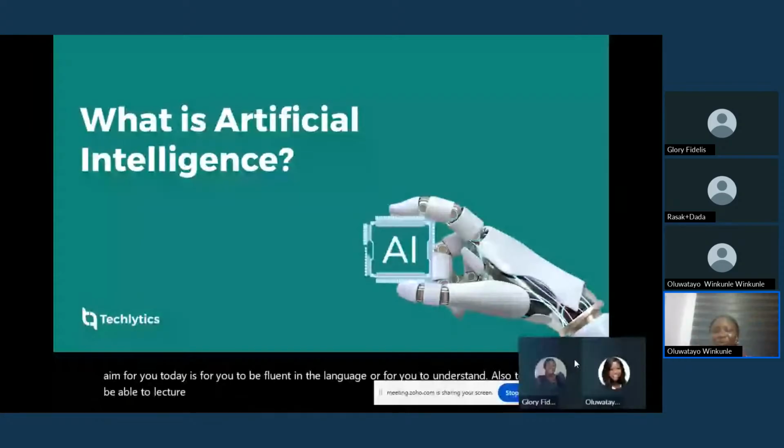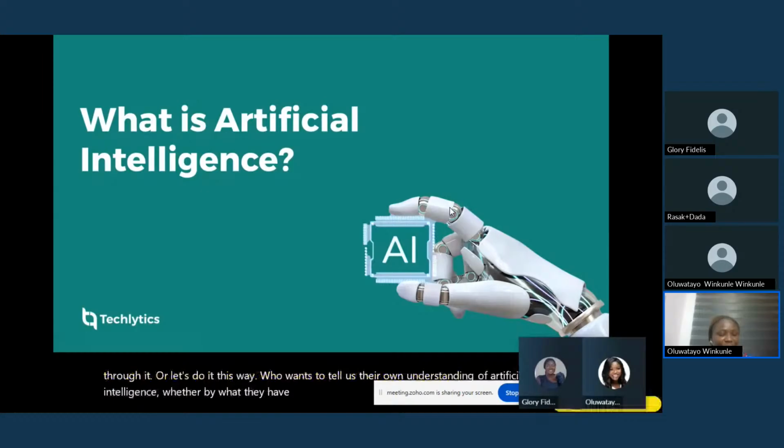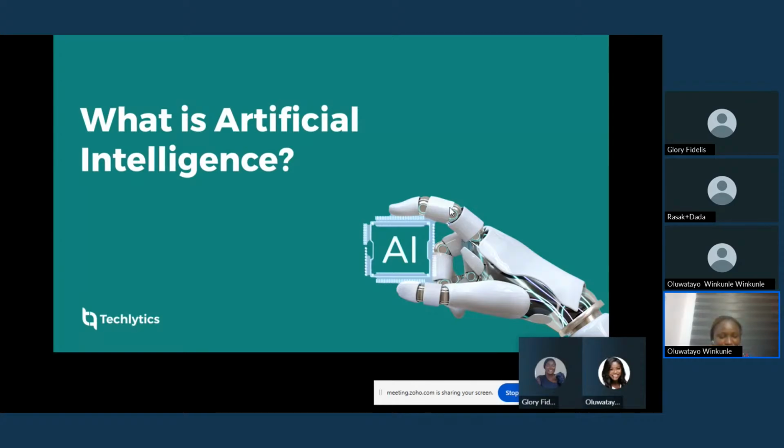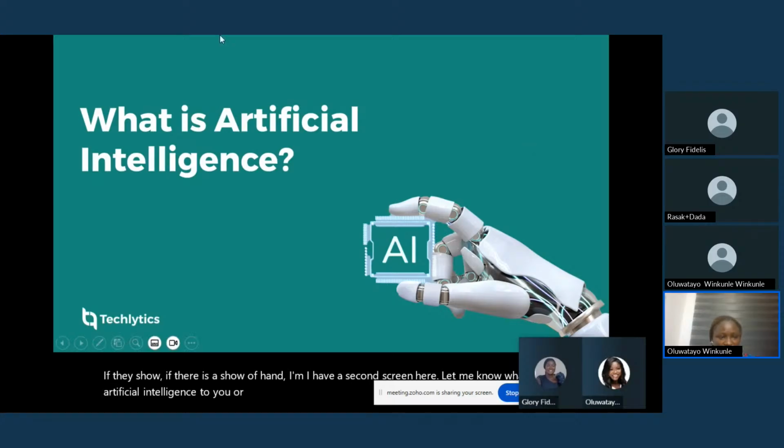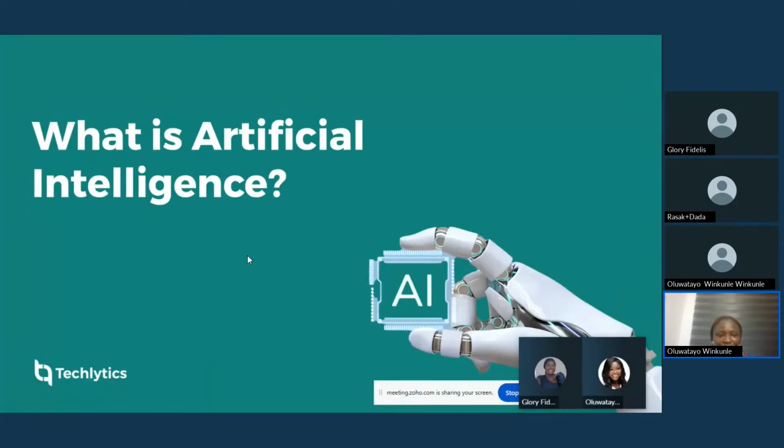By next weekend, we're going to have some practical hands-on session. So what is artificial intelligence? I'm going to quickly skim through it, or let's do it this way. Who wants to tell us their own understanding of artificial intelligence, whether by what they have experienced or what they have heard so far? What do you think artificial intelligence is about? We can start by a show of hand. I have a second screen here. Let me know, what is artificial intelligence to you, or what does it denote to you. Let's go. Anybody?